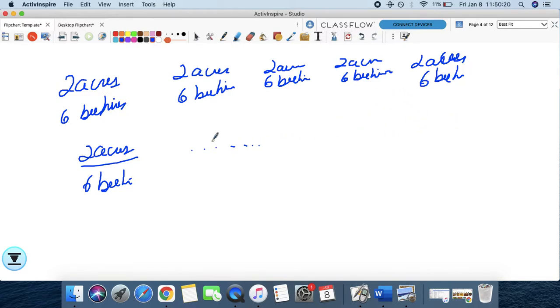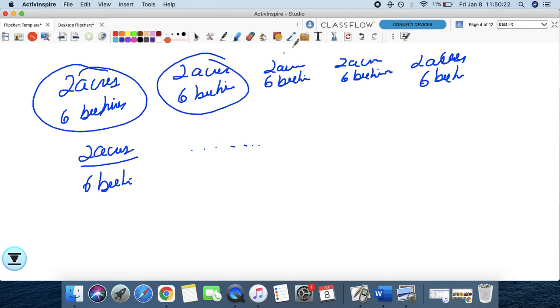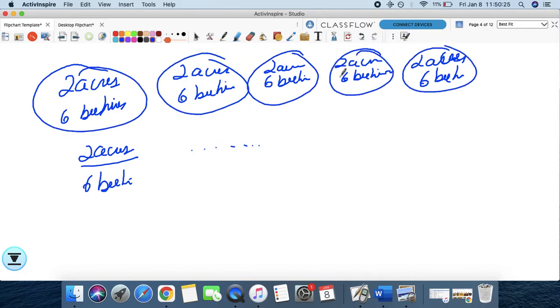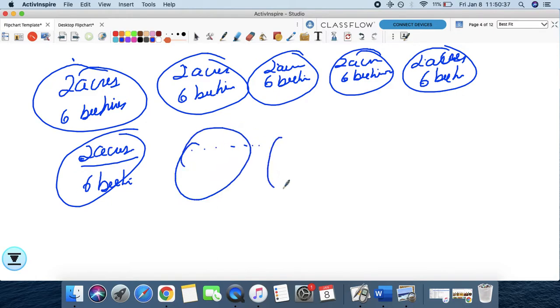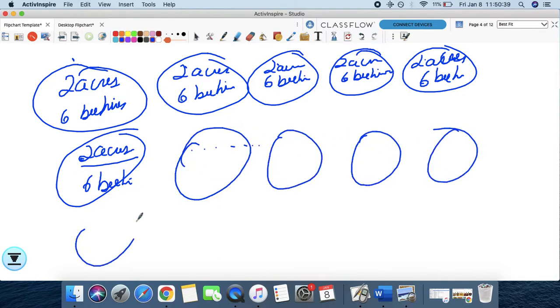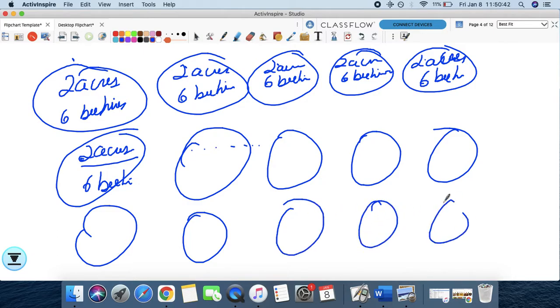Right? So when we do this, 2 acres, 6 beehives, 2 acres, 6 beehives, and so forth and so forth. So far aquí tenemos 4 acres. 2, 4, 6, 8, 10, 12, 14, 16, 18, 20, 22, 24, 26, 28, 30. So I'm going to write 2 acres. Okay. Voy a escribir muy malo, pero lo escribo así. 2 acres, 2 acres, 2 acres, and 2 acres.